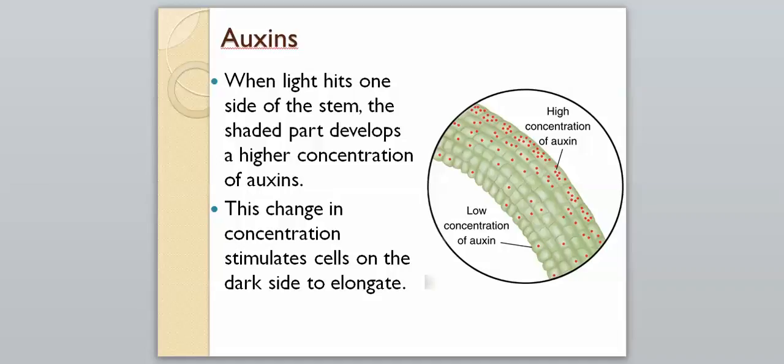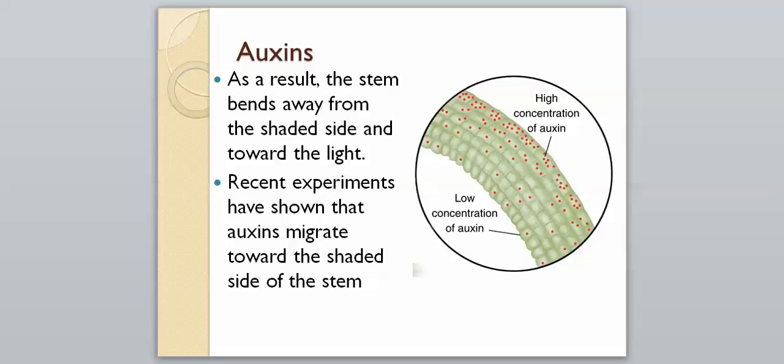So light causes auxin to move from the lighted area to the shaded area. Then the shaded area, since it has a bunch of auxins, will grow. As a result, the stem will bend away from the shaded side and toward the light. Recent experiments have shown that auxins migrate toward the shaded side of a stem. Going back to what we just said, auxins can cause plants to bend towards the light because they travel from areas where there's light to where it's shaded, causing the plant to bend.